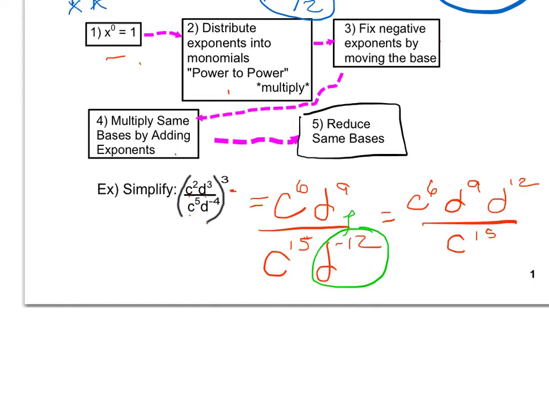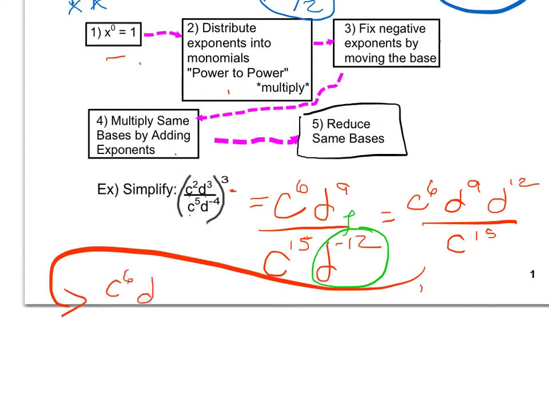Looking at step 4, I need to multiply if I have same bases. When I do that, I add my exponents. I notice right here I have d to the 9th and d to the 12th. Those are same bases, so I'm going to loop down here, giving me c to the 6th, d to the 9 plus 12 is 21, all over c to the 15th.